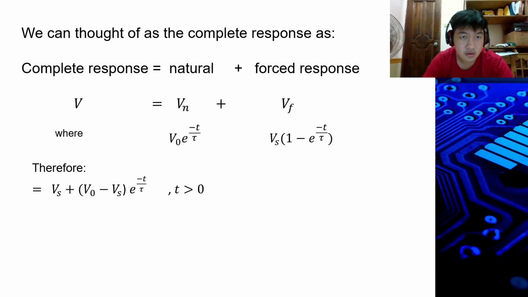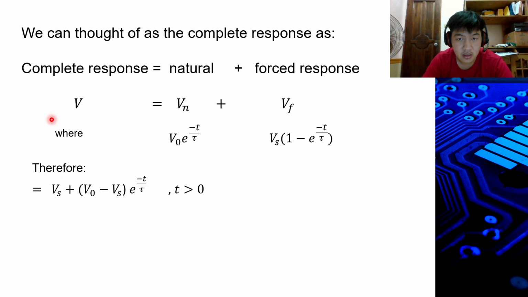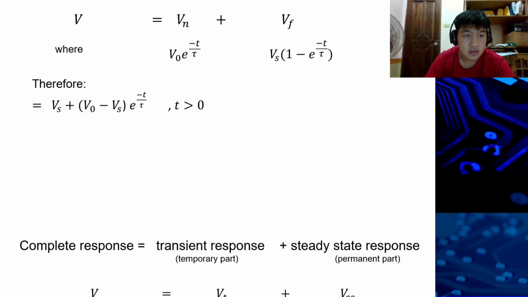Okay, we can think of the complete response as the natural response plus the forced response, where V is equal to Vn plus Vf. Therefore, if we add these two, we can get Vs plus V naught minus Vs times e raised to negative t over tau.